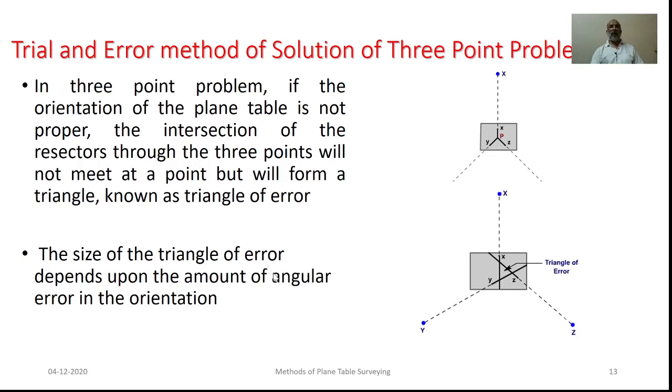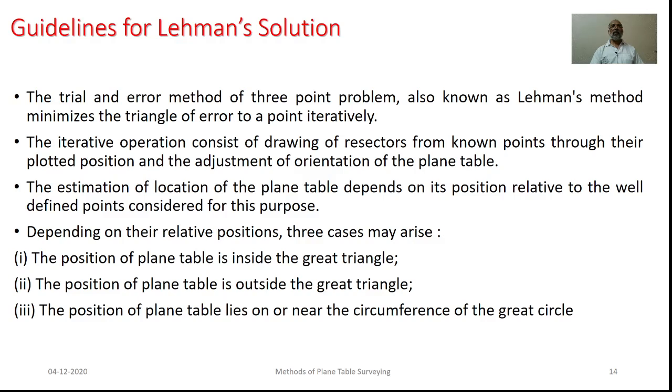The size of this triangle of error depends on the amount of angular error involved in the orientation. So there are certain guidelines that we can adopt for this Lehman solution. It involves minimizing this triangle of error to a single point iteratively. The iterative operation consists of drawing these resectors from node points through their plotted positions and adjusting the orientation of the plane table.